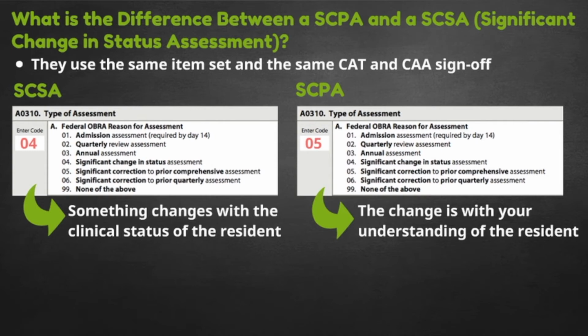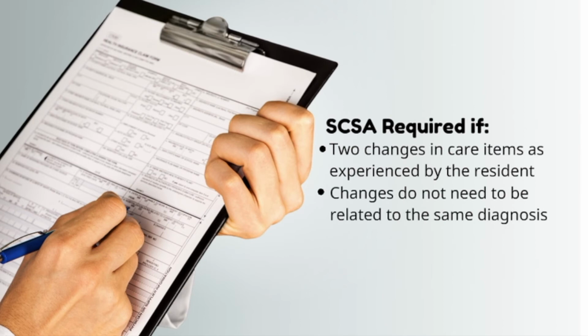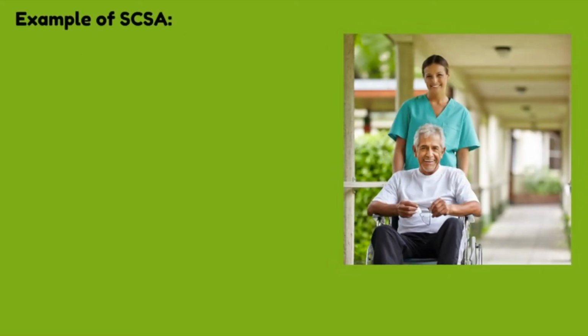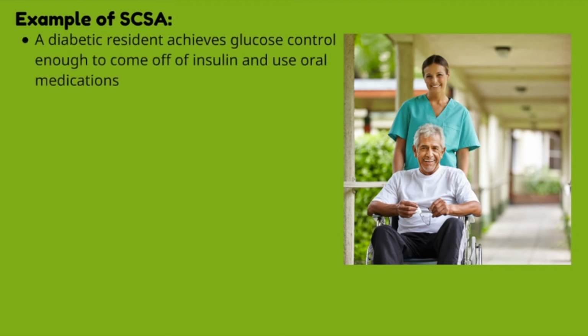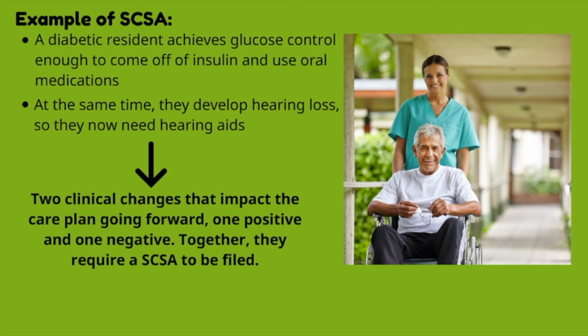An SCSA is required if there are two changes in care items as experienced by the resident. These two changes do not have to be related to the same diagnosis. And the two changes do not have to be negative. So, for instance, a diabetic resident might achieve glucose control enough to come off of insulin and use oral medications. At the same time, there may have been a hearing loss, such that now they need hearing aids. These are two clinical changes that impact the care plan going forward, one positive and one negative. Taken together, they require an SCSA to be filed.